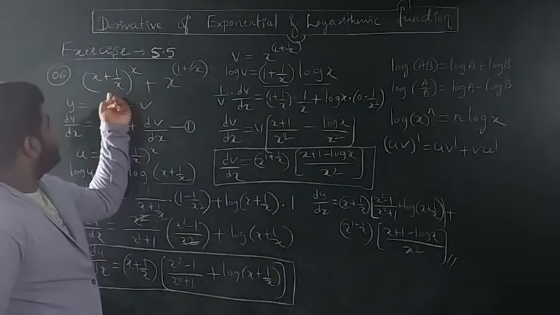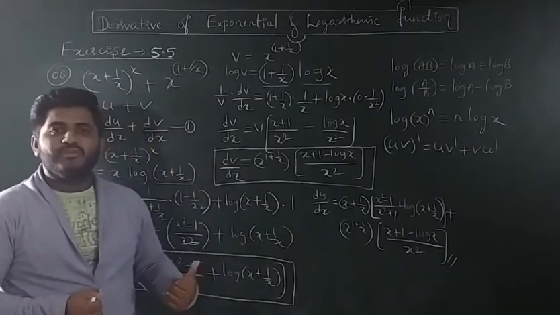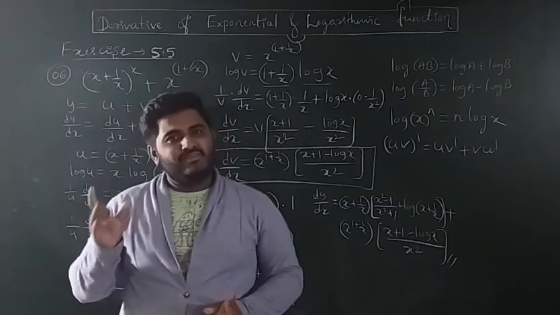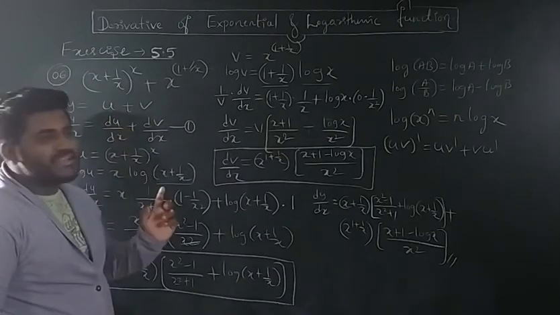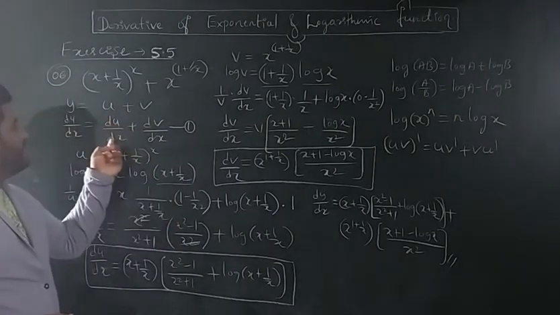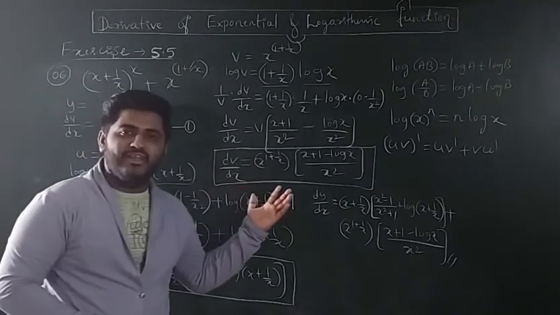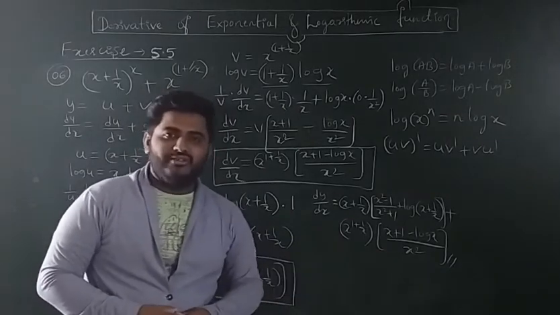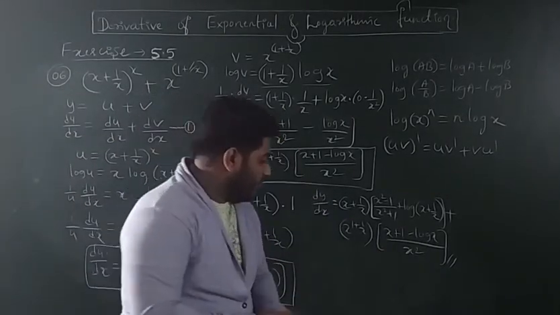Whenever there is a plus or minus sign between two functions, we have to proceed through this procedure. Take the first function as u and the second function as v. So dy by dx equals du by dx plus dv by dx. Then go on finding du by dx and dv by dx, and after finding both values, substitute in equation number 1 and we get the answer for that question. So this is question number 6. Now question number 7.